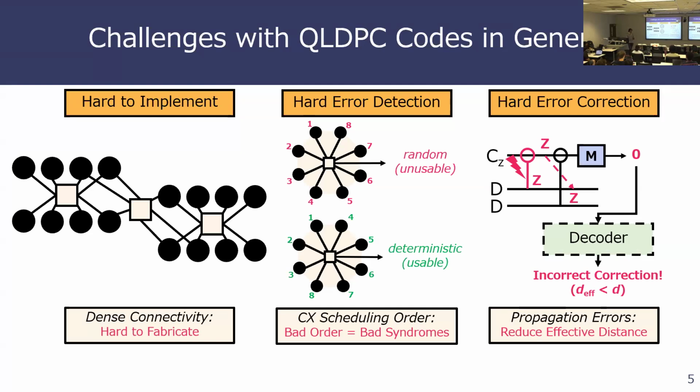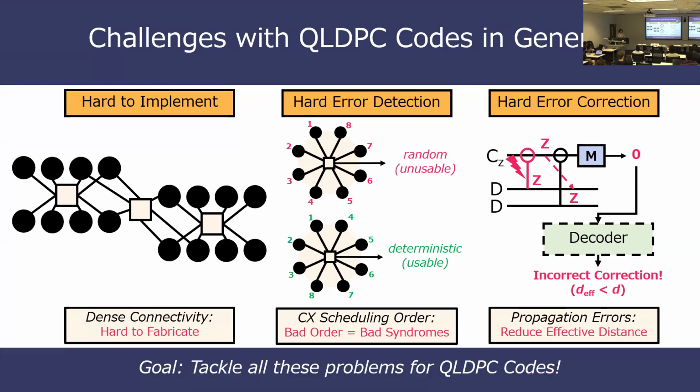Think about it like this. If a distance 3 code can correct 1 error, and I have this double data error occur, then my distance is effectively 2, because it's a 2 qubit error, but my code is really only able to handle 1 error. So my decoder has to be aware that this is happening, but as it stands right now, it wouldn't be. These so-called propagation errors actually reduce the effective distance of the code. So the goal of the work I did with IBM is to tackle all of these problems for QLDPC.